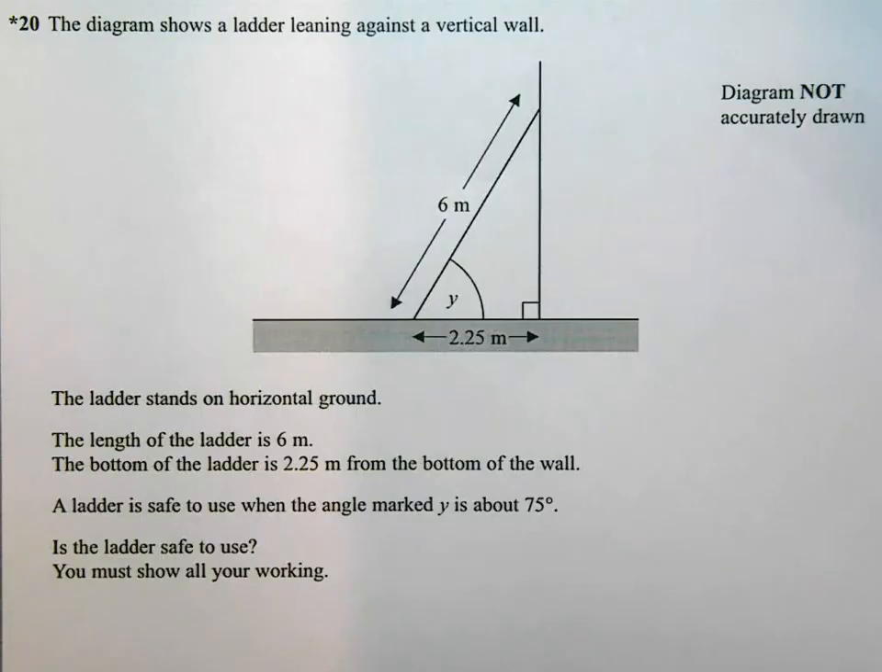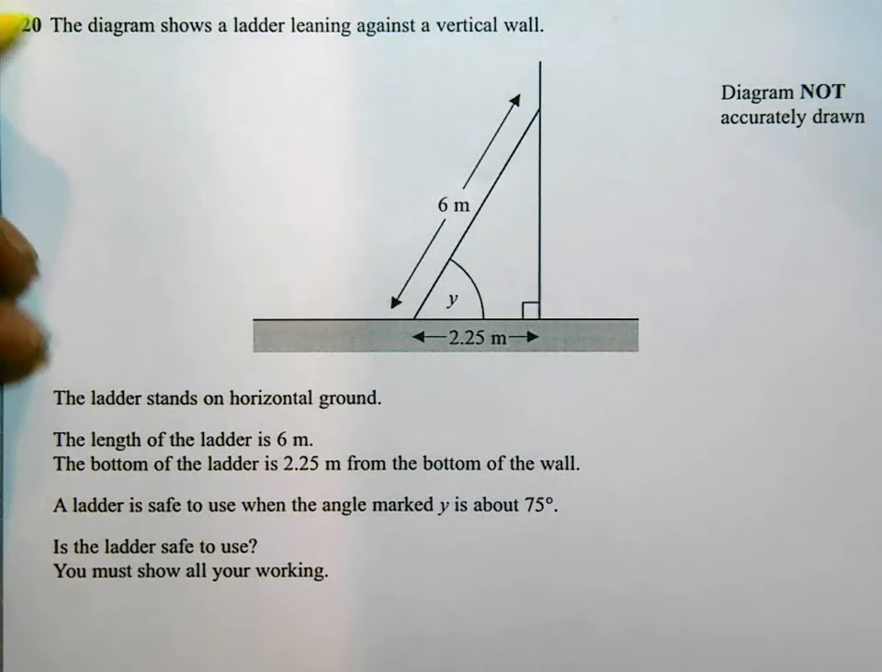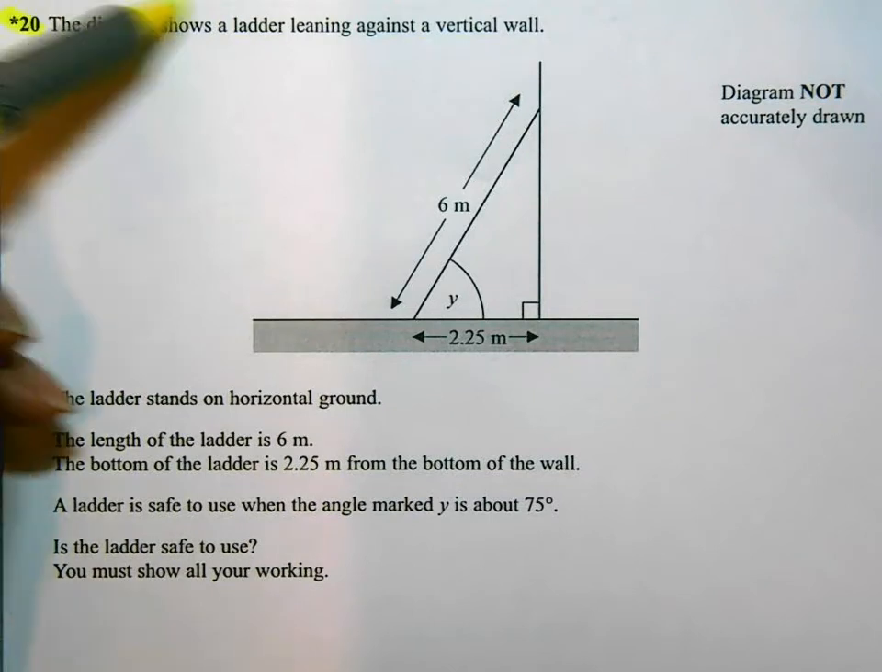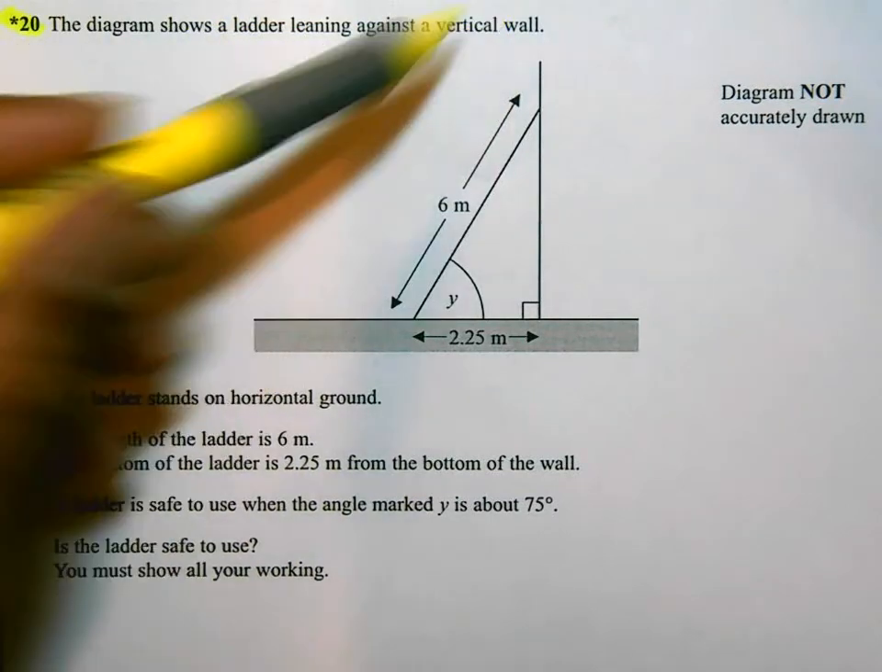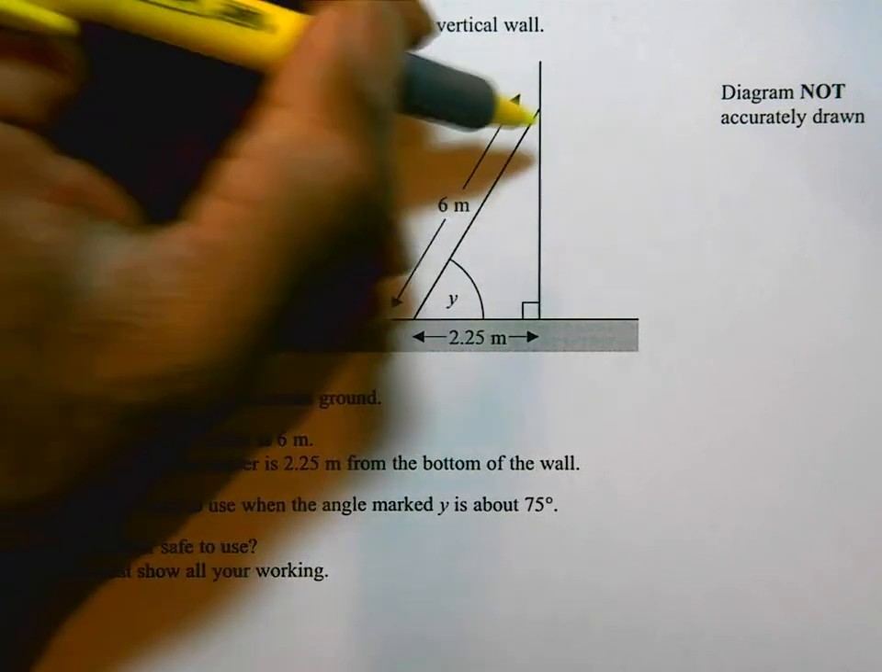This is question number 20 on the higher June 2013 calculator paper. This question, at a glance, is going to be one of those which has marks for quality of written communication because there's a star next to the question number. As you read through the question, let's think about what topic we're going to use here. The diagram shows a ladder leaning against a vertical wall, so I think that's the ladder there.